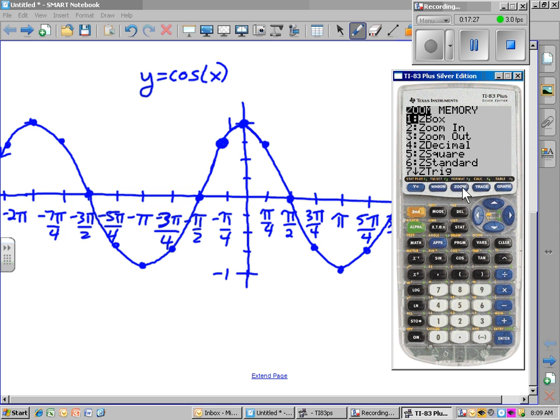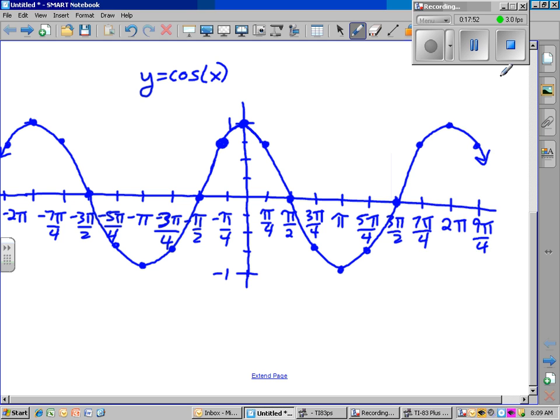Okay, so zoom 7 does that. And you can see our window goes from about negative 352 to 352. So you'd have to change it to negative 360 to 360 if you're in degree mode. Any questions on that? So we're okay with the graphs of sine and cosine.